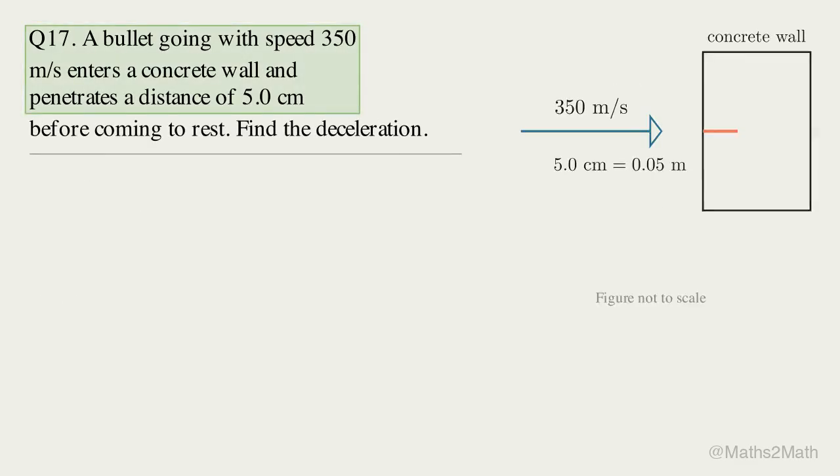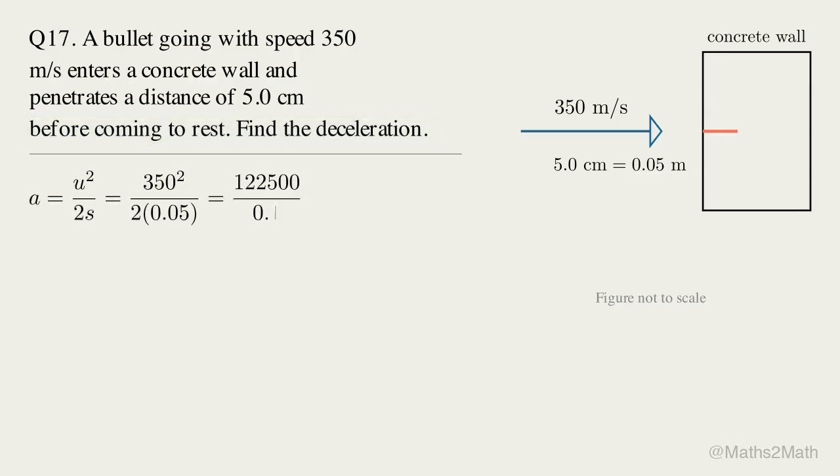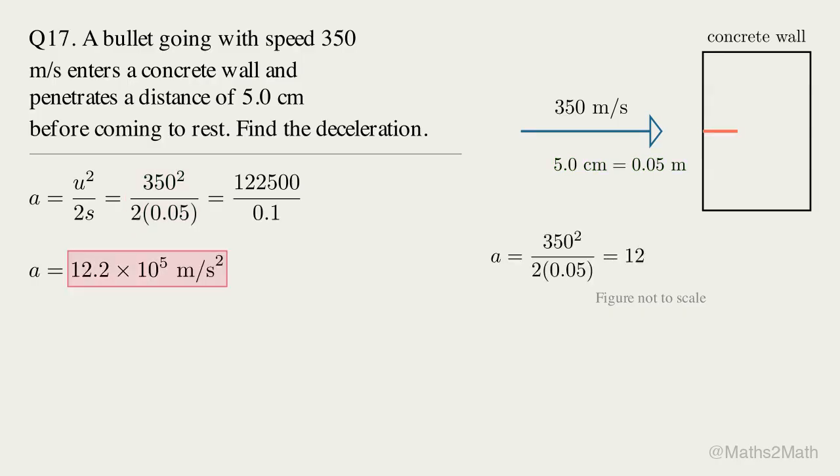Question 17. A bullet at 350 meters per second enters a concrete wall and stops within 5 centimeters. What does this mean? The same stopping formula, with the distance in meters, 0.05. With v equals 0, the deceleration is u squared over twice the distance. 350 squared over 0.1. That is 12.25 lakh, or about 12.2 times 10 to the 5 meters per second squared.